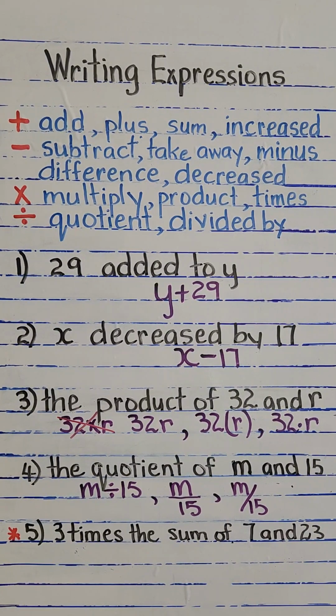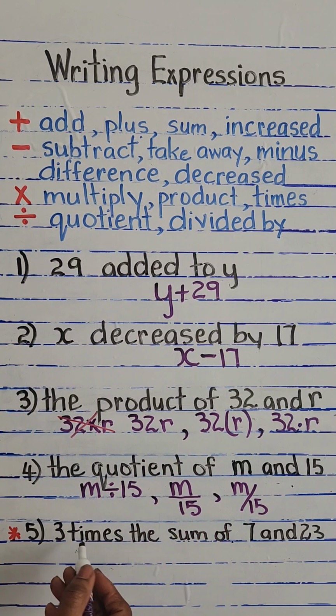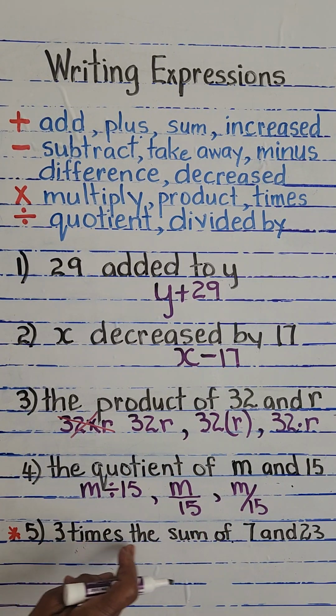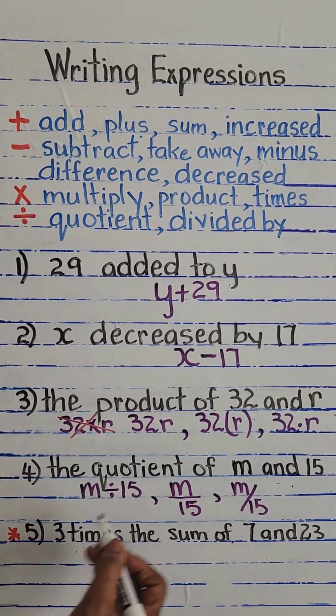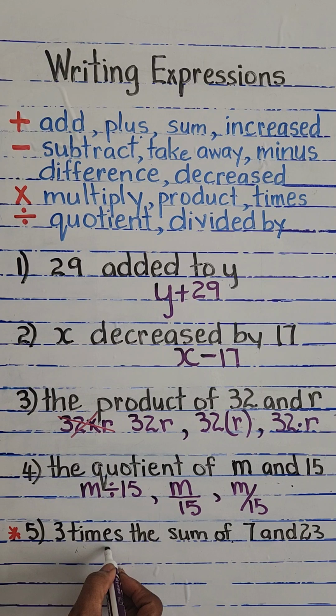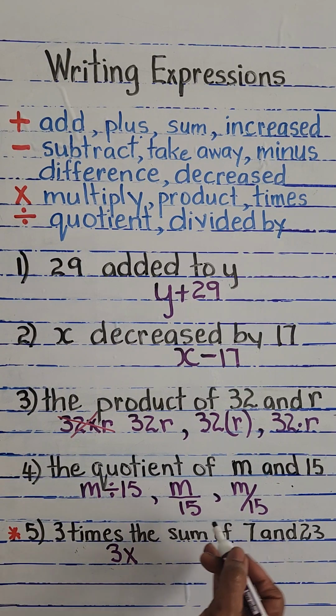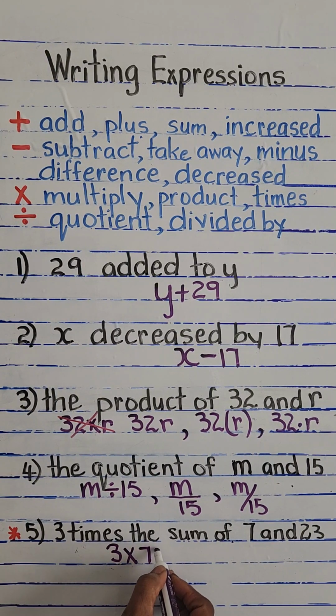And our last example, which is slightly different, a little bit more difficult. This one says 3 times the sum of 7 and 23. So this time we have two operations. 3 times the sum of 7 and 23, 7 plus 23.